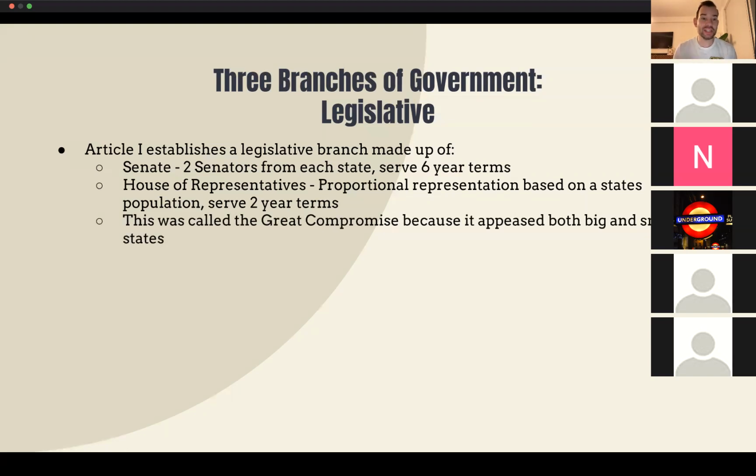Now, the reason that this was established was because the big states and the small states couldn't come to an agreement on what the legislative branch should look like. And they had to come to what was called a great compromise. It appeased both big and small states.